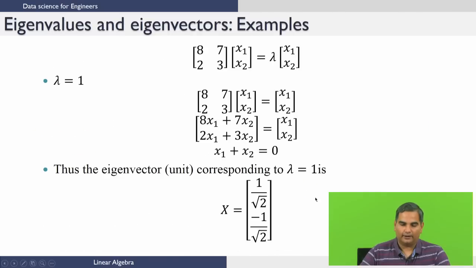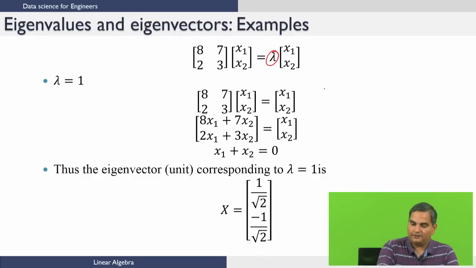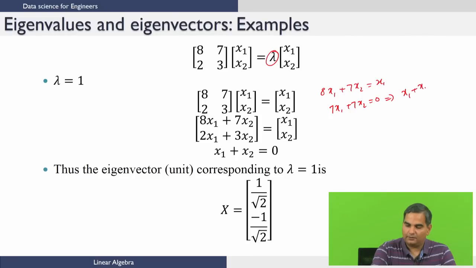Now how do I go ahead and calculate the eigenvectors corresponding to these eigenvalues? So let us illustrate this for lambda equals 1. So I take this eigenvalue eigenvector equation. Now that I know lambda equal to 1, this becomes [8, 7; 2, 3] times [x1, x2] equals [x1, x2]. Now this turns into these two equations. And if you notice, you take the first equation. The first equation is 8x1 plus 7x2 equals x1. So if I take x1 to this side, I get 7x1 plus 7x2 equals 0, which is the same as x1 plus x2 equals 0.